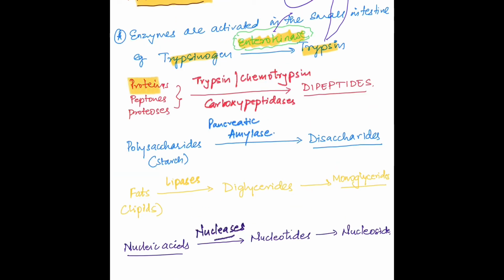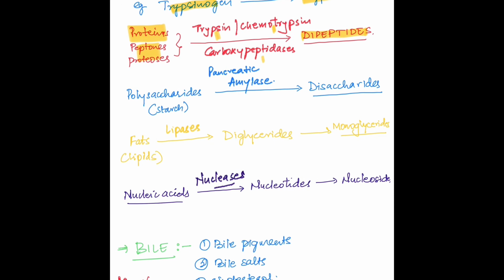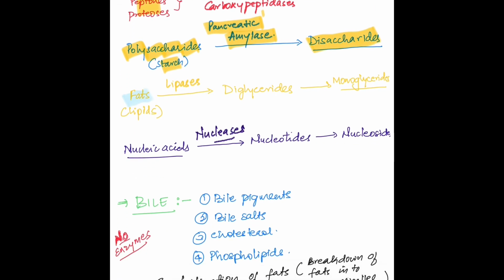Trypsin, chymotrypsin, and carboxypeptidases then break down proteins, peptones, and proteoses into smaller dipeptides. Pancreatic amylase breaks down complex carbohydrates into smaller disaccharides. Fats are broken down by lipases with the help of bile into diglycerides and monoglycerides. Lastly, nucleases in the pancreatic juice act on nucleic acids to form nucleotides and nucleosides.